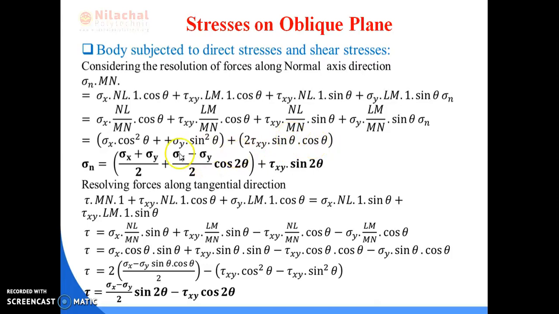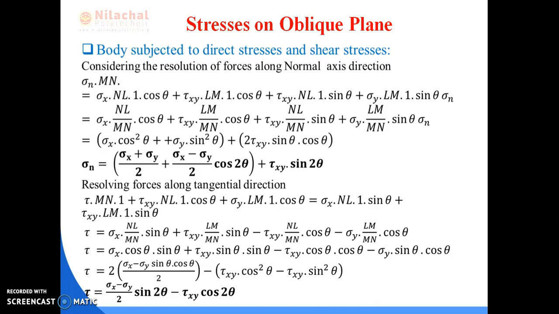In earlier classes, we studied that sigma x cos square theta plus sigma y sin square theta is equal to sigma x plus sigma y by 2 plus sigma x minus sigma y by 2 into cos 2 theta, plus tau xy, with 2 sin theta cos theta as sin 2 theta. In this way, we are getting normal stress as sigma x plus sigma y by 2 plus sigma x minus sigma y by 2 cos 2 theta plus tau xy sin 2 theta.